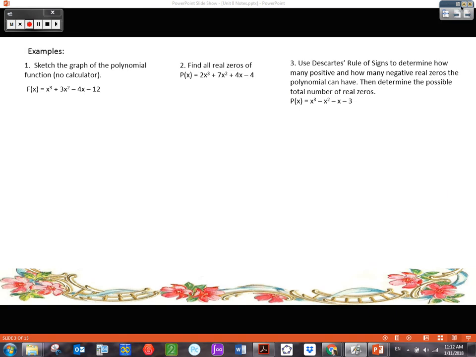Okay, so the first one we're going to graph. We're going to sketch a graph of the polynomial. We're going to follow those guidelines on the first slide. So we look for end behavior first. This is odd, and it's positive. So the end behavior is going to look like this. It's going to end up. So that's the first thing that I check, is end behavior.